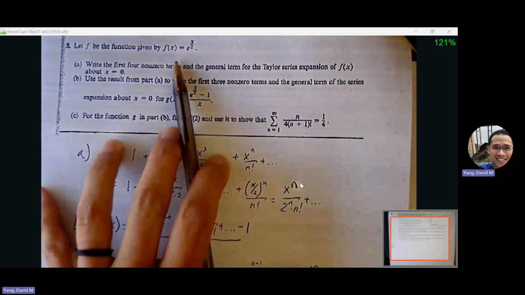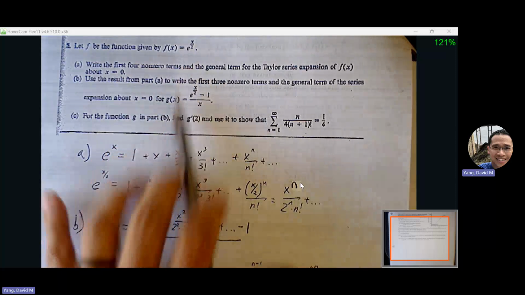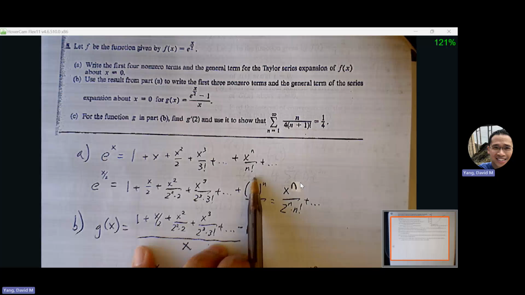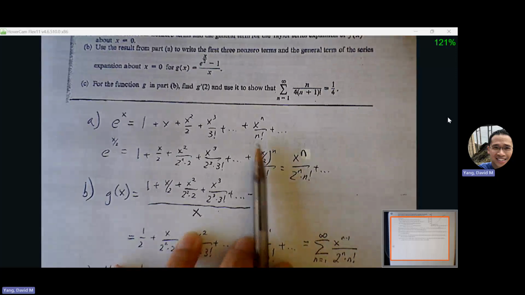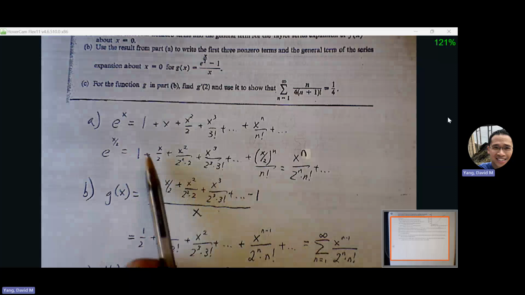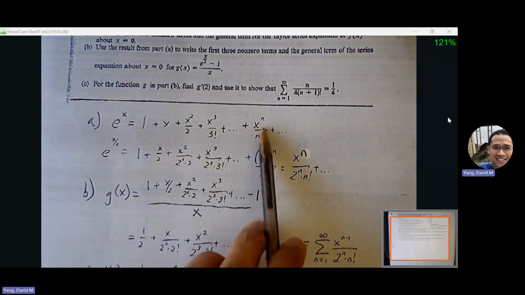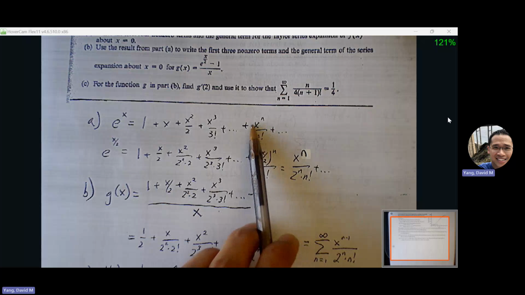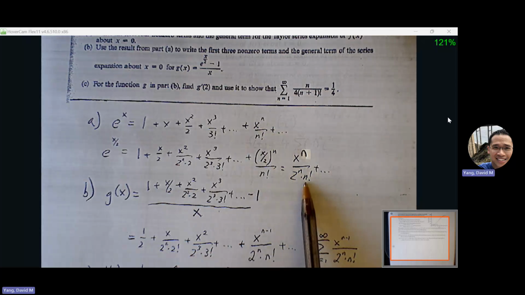So we have e to the x over 2, right? The first 4 non-zero terms about x equals 0. We know that we can build it off of our Maclaurin series for e to the x. And then once we have that e to the x built out, we can adapt for e to the x over 2, replace every x with x over 2. And we can also replace the general term x with x over 2, and that will clean up to that term. Okay, so hopefully part A is okay.